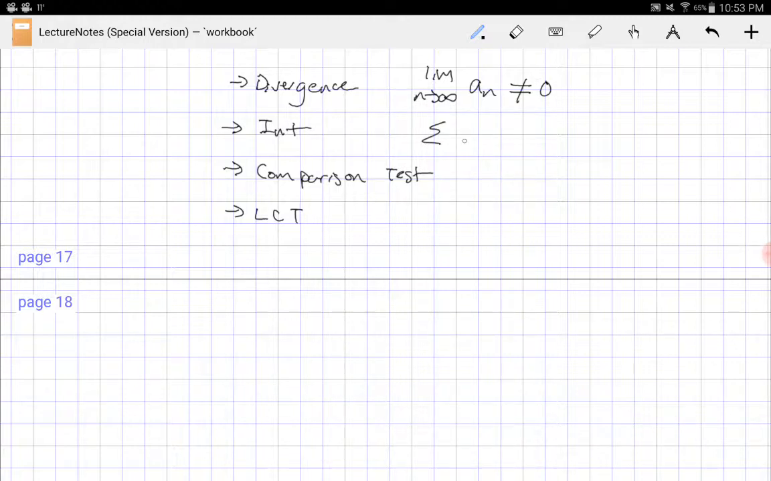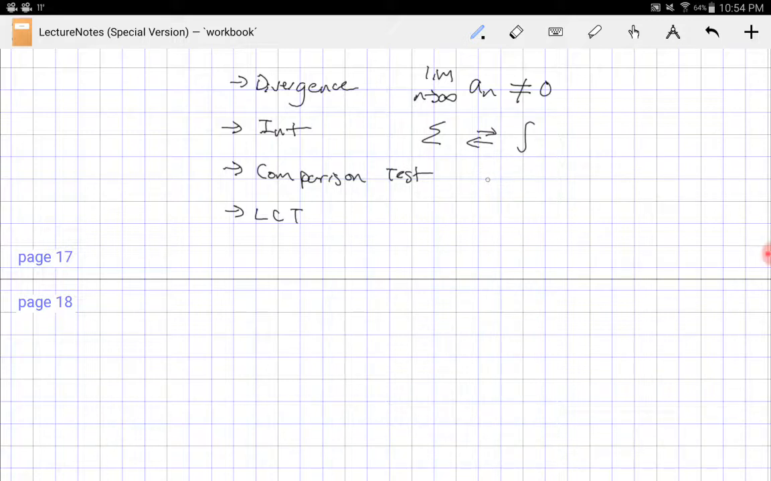The integral test says that if your series converges, then your integral from the same bounds must also converge, and conversely, if your integral converges, your series must also converge. And of course, if your series diverges, then your integral diverges, and if your integral diverges, your series diverges. This is very much a two-way street.